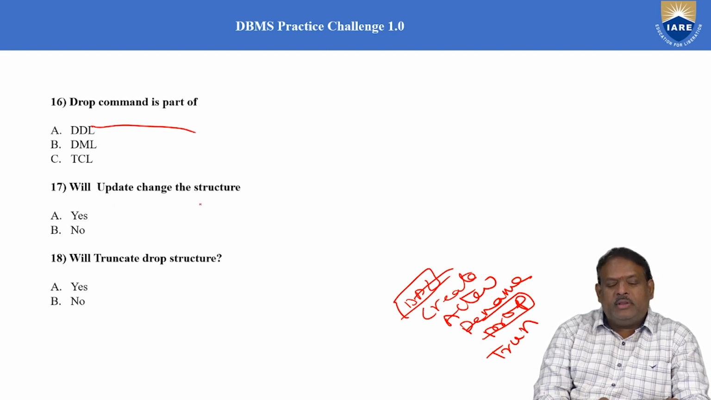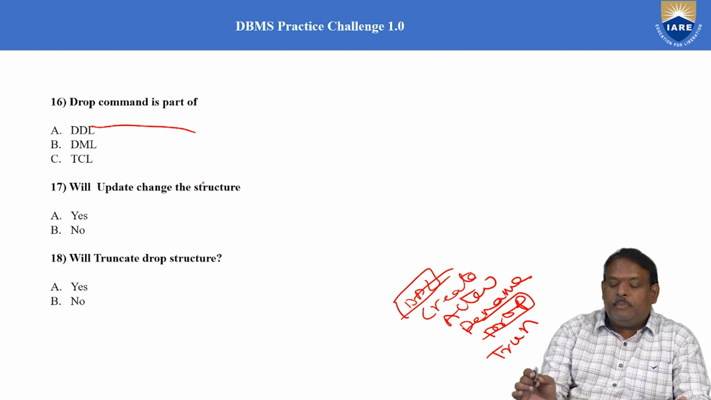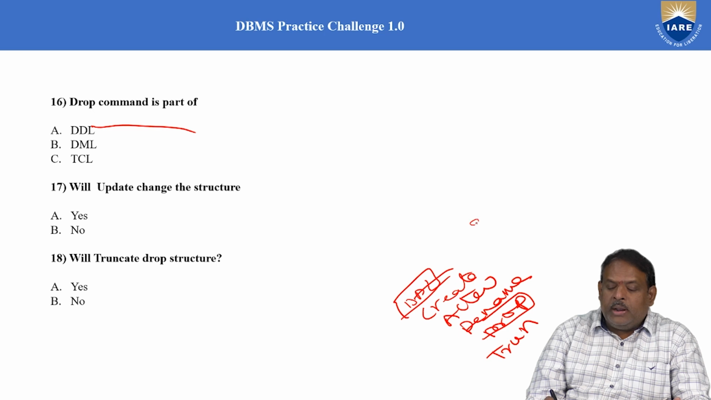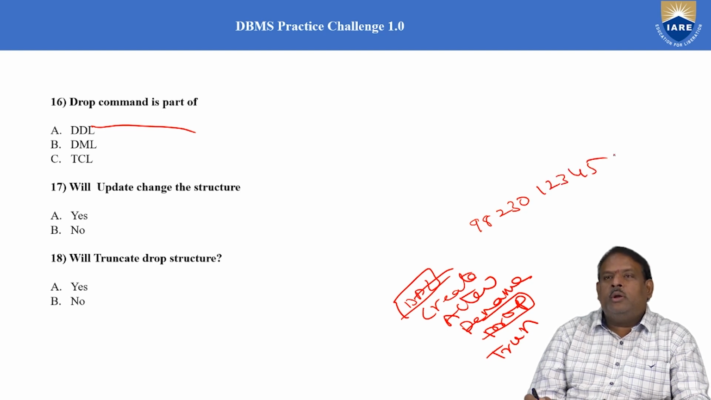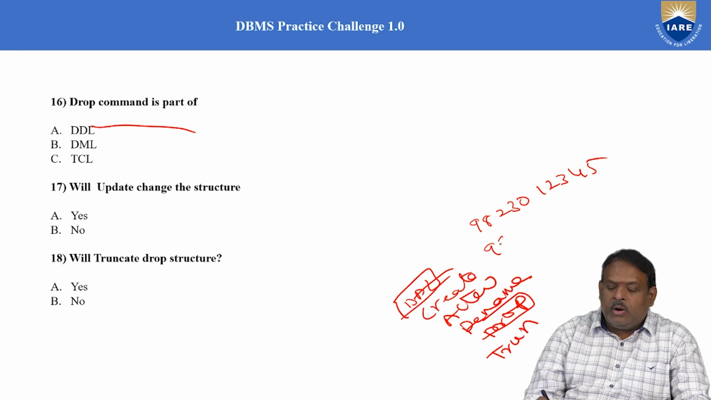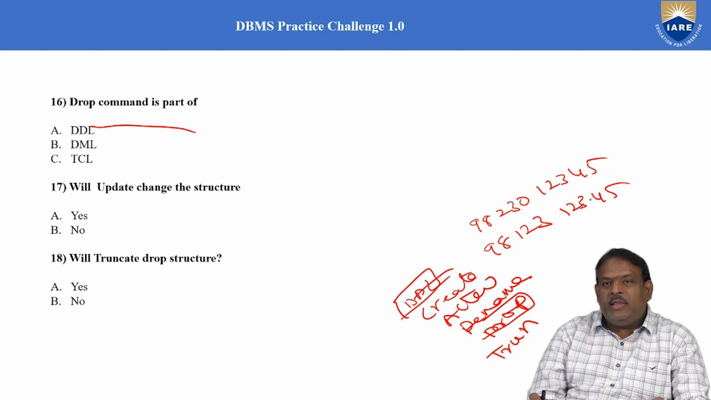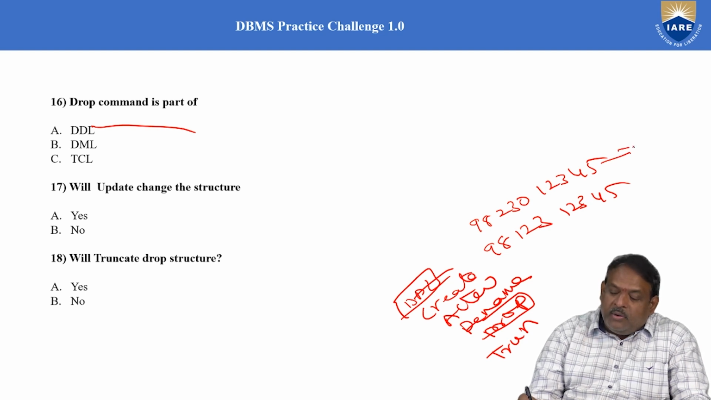Will update change the structure? Update is to change the row values. For example, your mobile number initially was 4823012345. This is the old mobile number. Now you have changed it to 19812312345. Here the update is changing the column value, the row value.